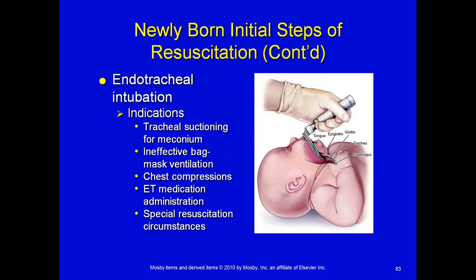If you can't get the chest to rise and fall with a BVM, then you may need some other airway adjunct. If you're doing chest compressions, we need to get them intubated so that we can get end-tidal CO2, which will tell us the effectiveness of our CPR, as well as return of spontaneous circulation. Again, if you're doing chest compressions, we're going to be intubating using an ET tube.